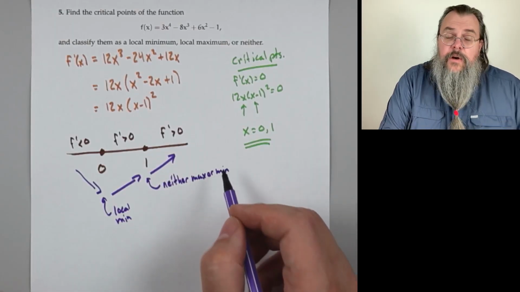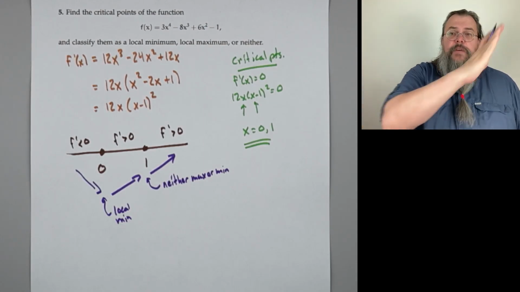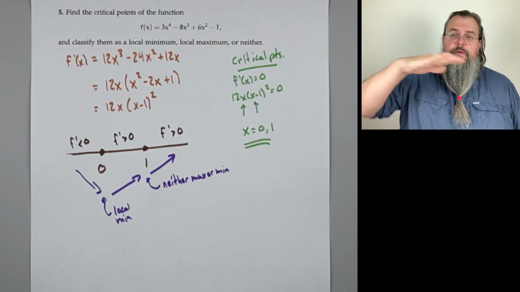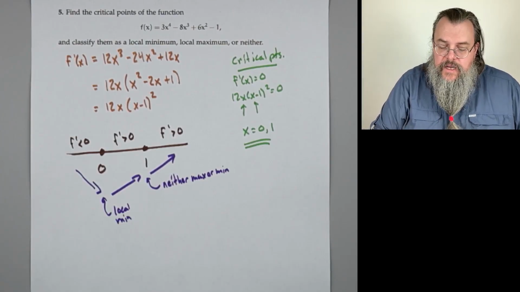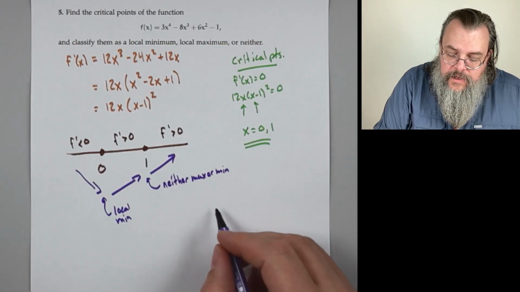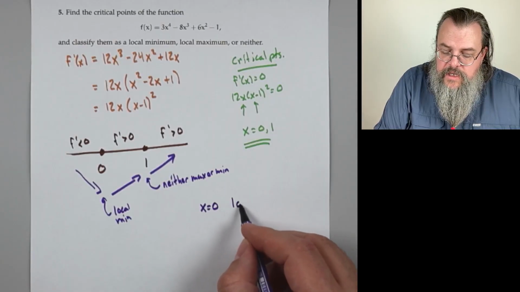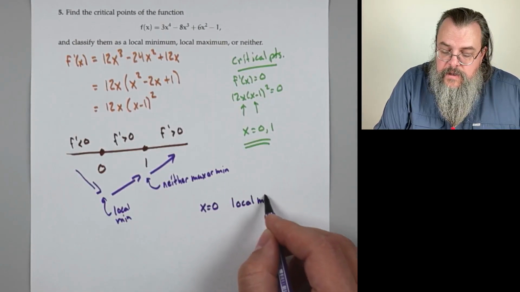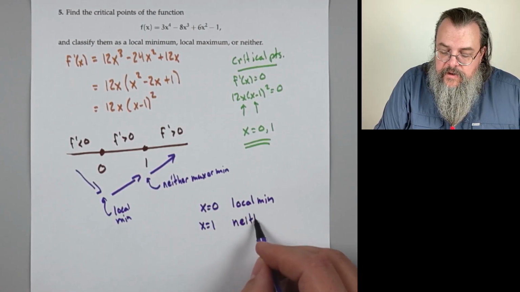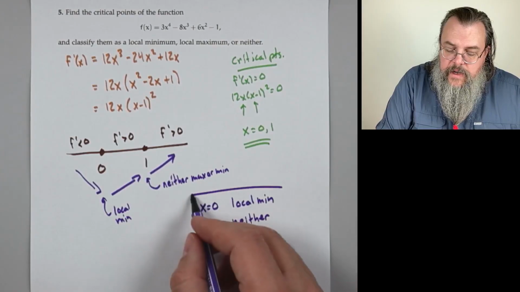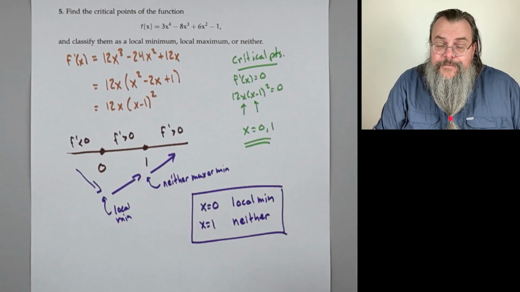Because what happened? Well, we came in, we leveled, and then we went up again. So we had that motion, but we weren't at a max or a min. All right, and so we can now summarize: x equals 0 is a local min, and x equals 1 is neither. All right, good, done.